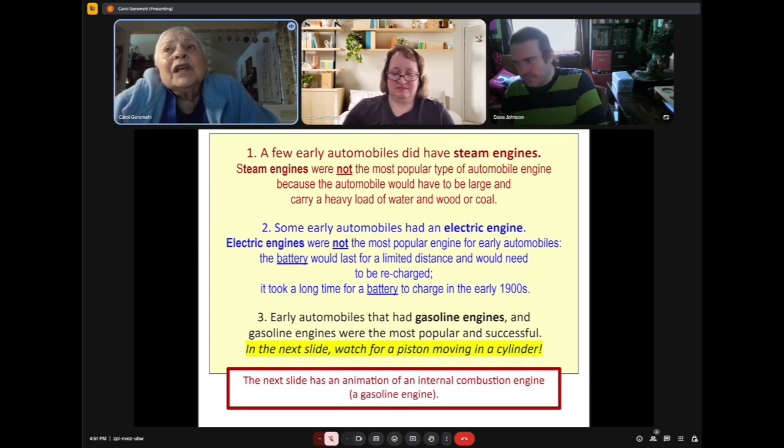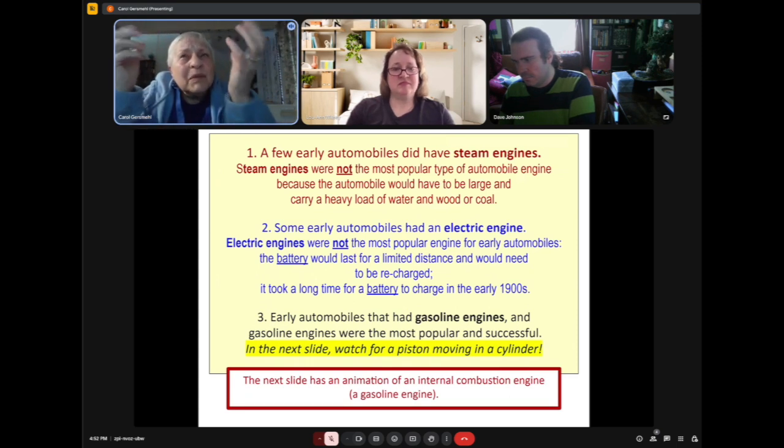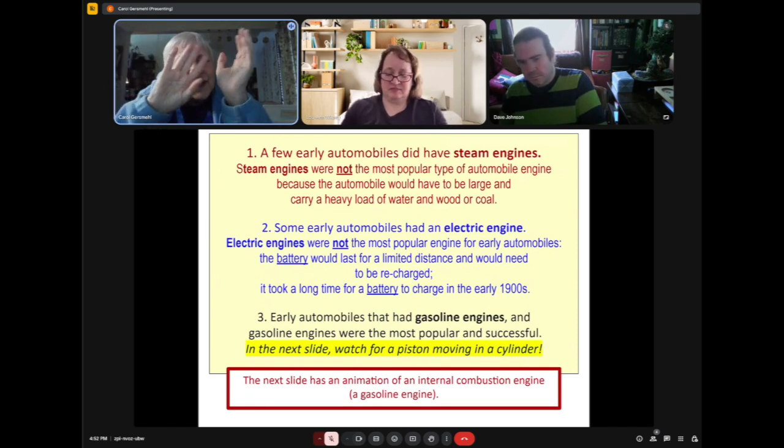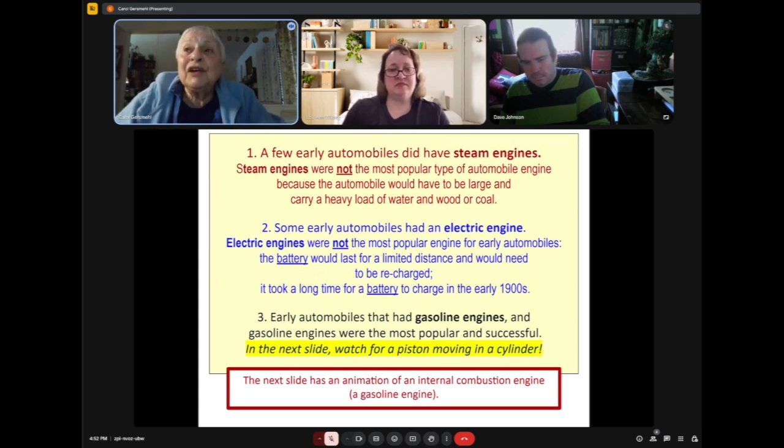Electric engines weren't as popular because more than 100 years ago, people didn't know how to make batteries that would last a long time. The battery wouldn't carry you very many miles, and it took a really long time to plug it in and charge it up in order to move a car. So what we're going to look at is the most popular on the next slide, the gasoline engine, and I have a diagram that shows that.